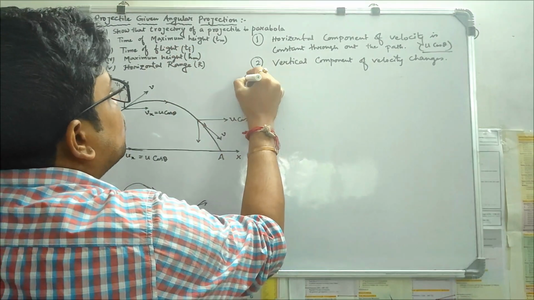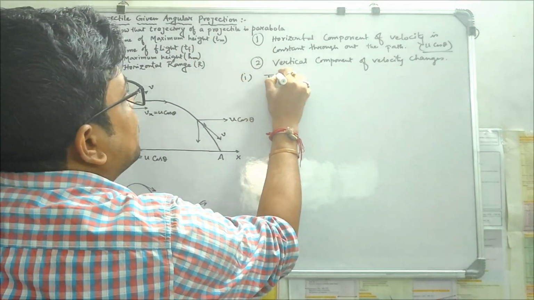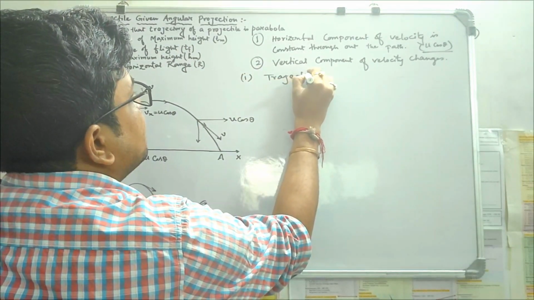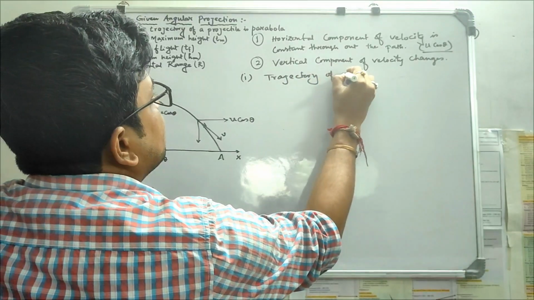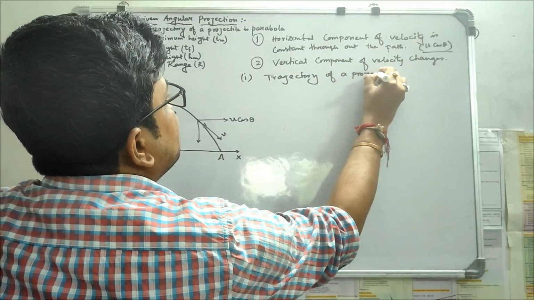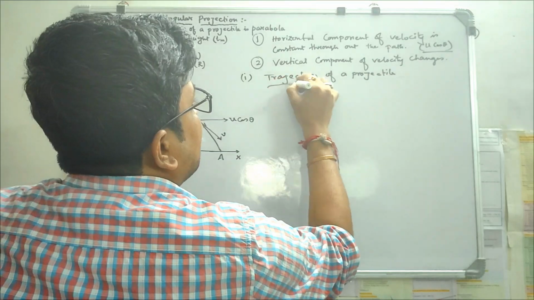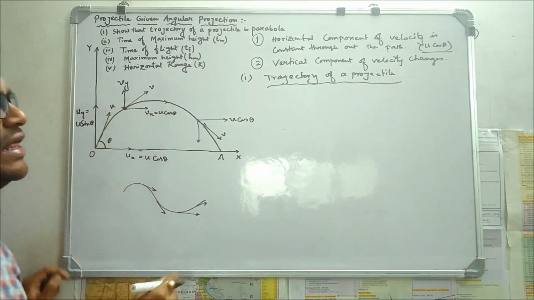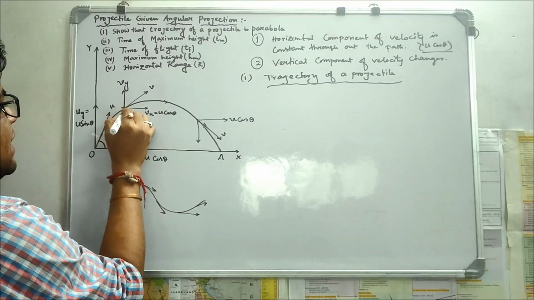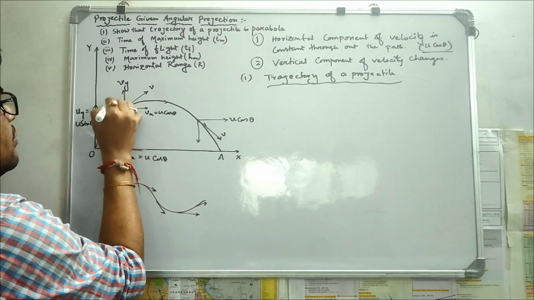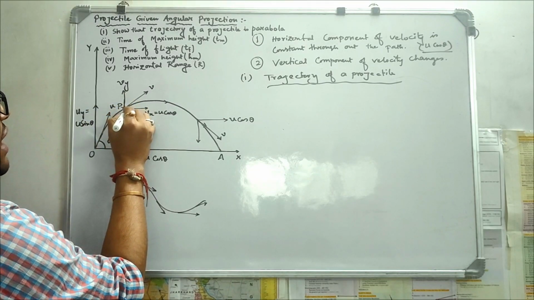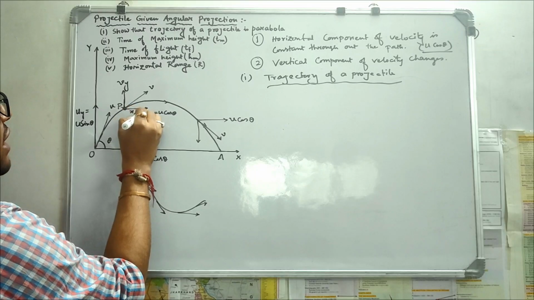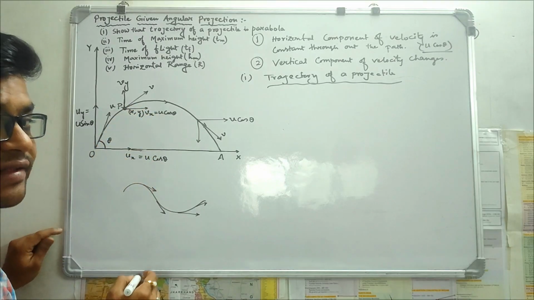Okay, so we are going to prove that the trajectory of a projectile is a parabola or not. That I am going to prove. So first of all, I am taking any arbitrary point, any random point P. Let's assume this is P, and its coordinate is x comma y. What does it mean by x comma y?